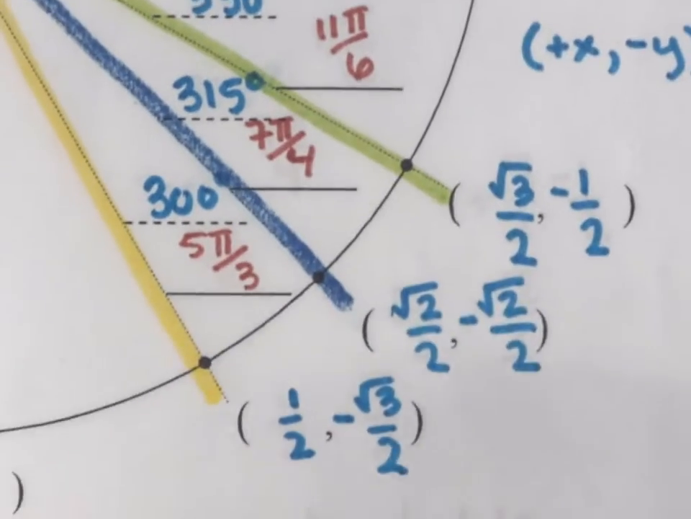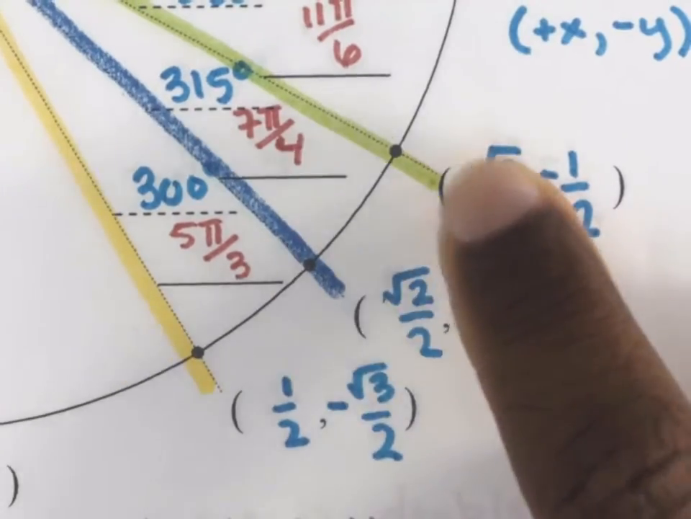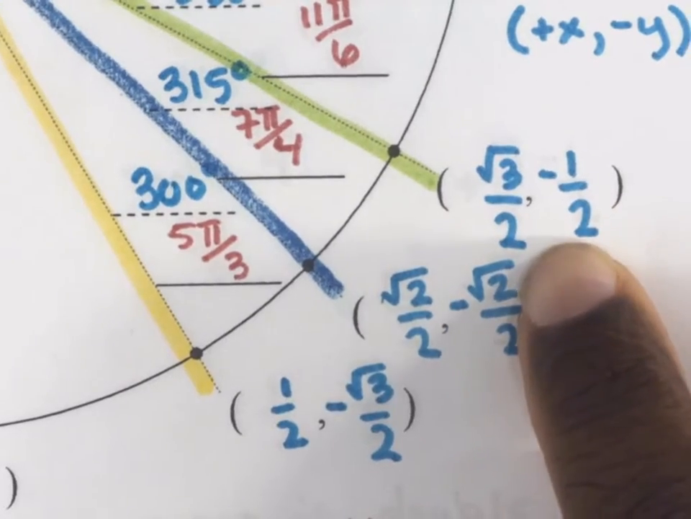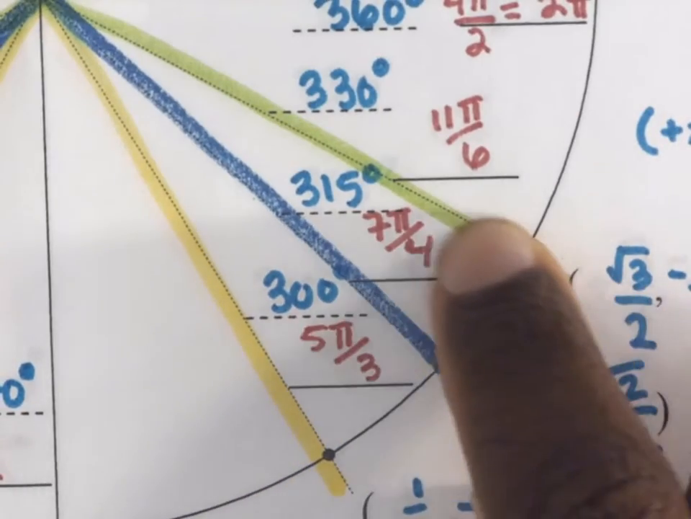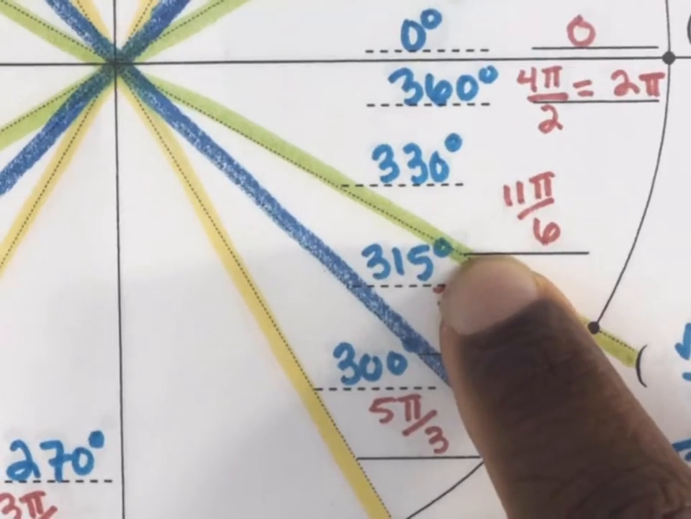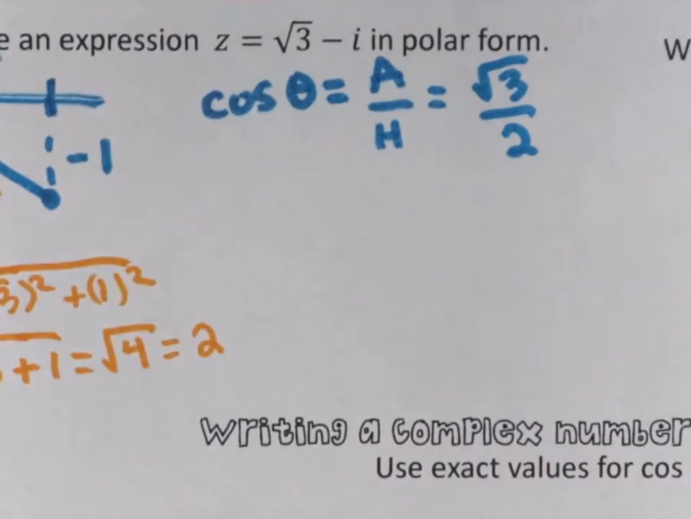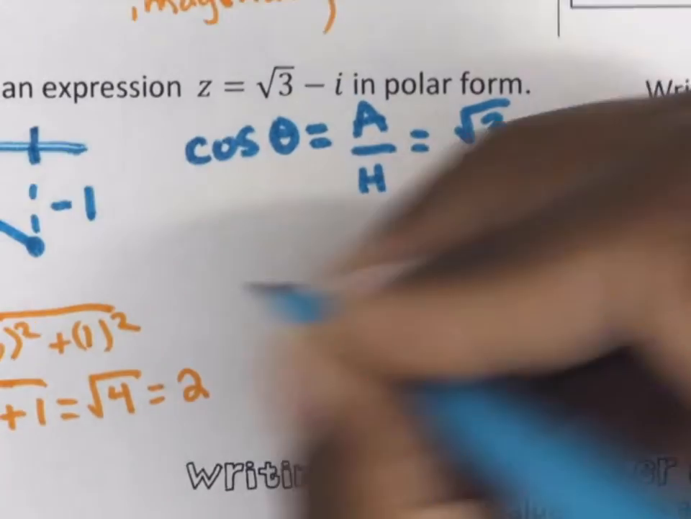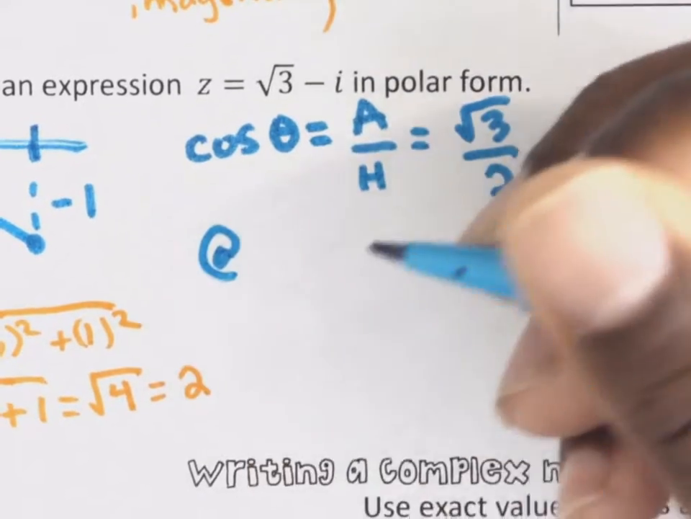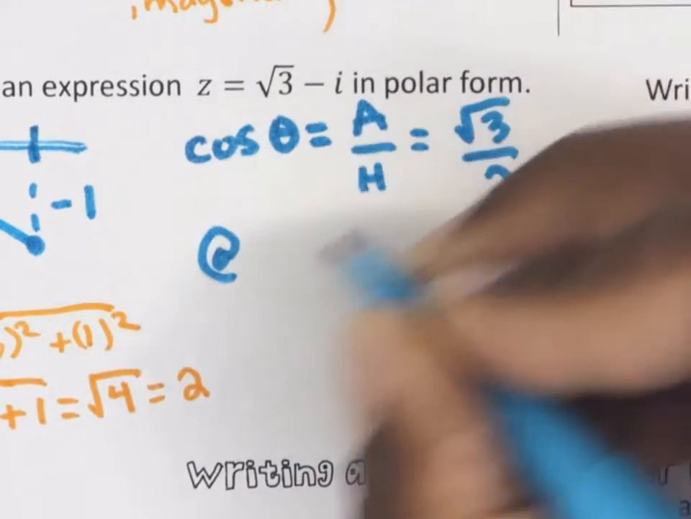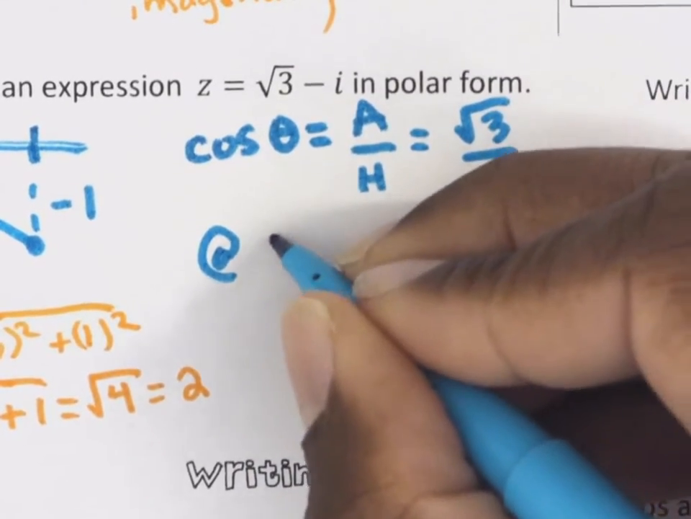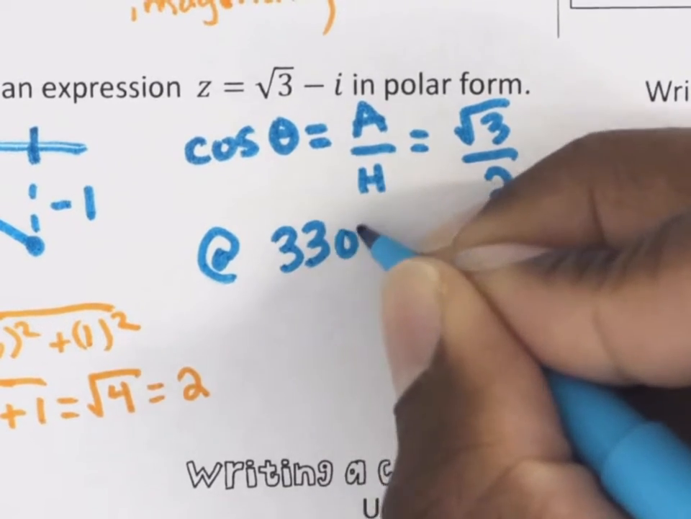Fourth quadrant, cosine root 3 over 2, positive, right here. Perfect. That happens at 315. No, 330. My bad. 330. That's my answer. So I'll say, just a little note for myself when I look back at it, this happens at 330 degrees.